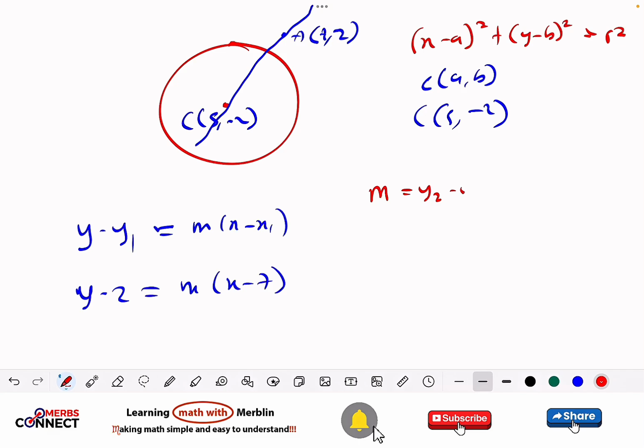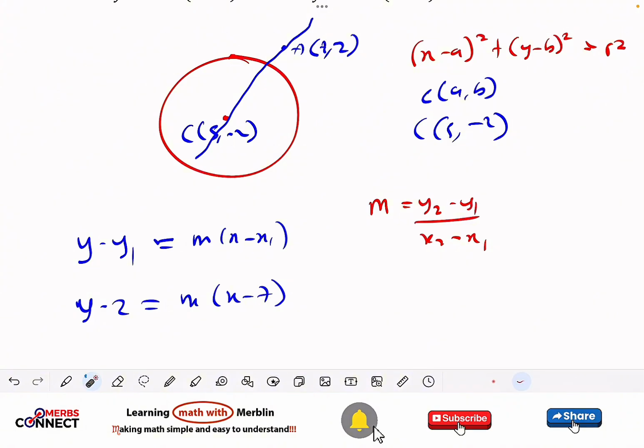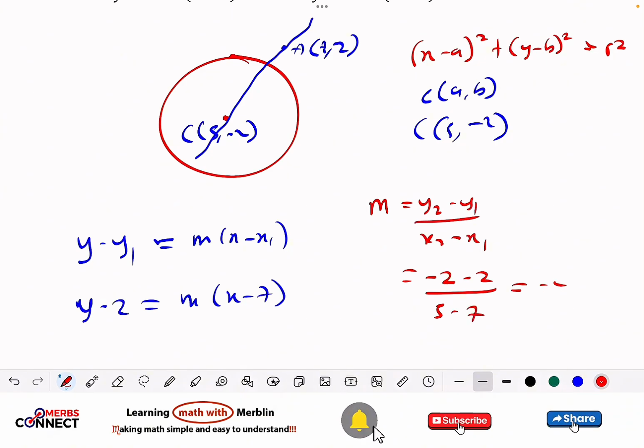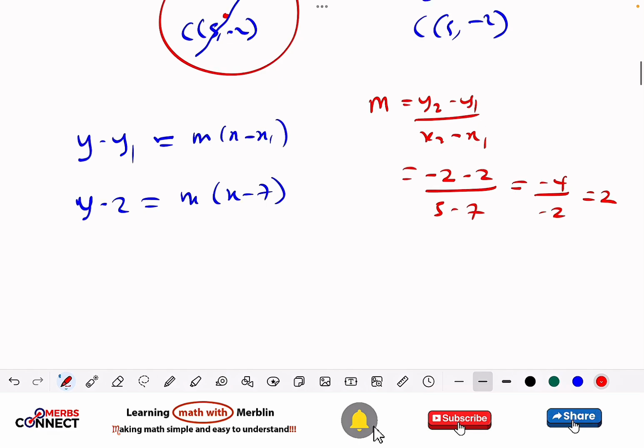Changing y over changing x. Picking this as my x2, y2, I'm going to have minus 2 divided by 5 minus 7. So minus 4 divided by minus 2, and this is going to give us 2. So y minus 2 is equal to 2 times (x minus 7).